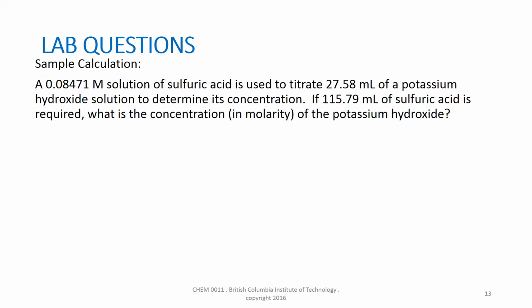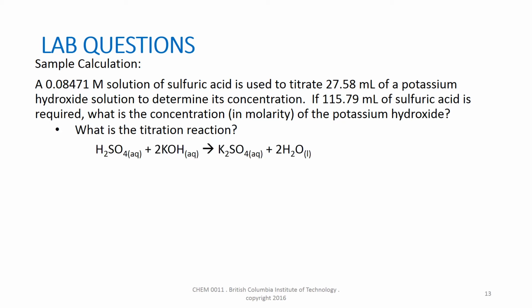Consider this sample problem, which is very similar to the lab question. In this case, 115.79 milliliters of a 0.08471 molar sulfuric acid solution is needed to titrate 27.58 milliliters of a potassium hydroxide solution.